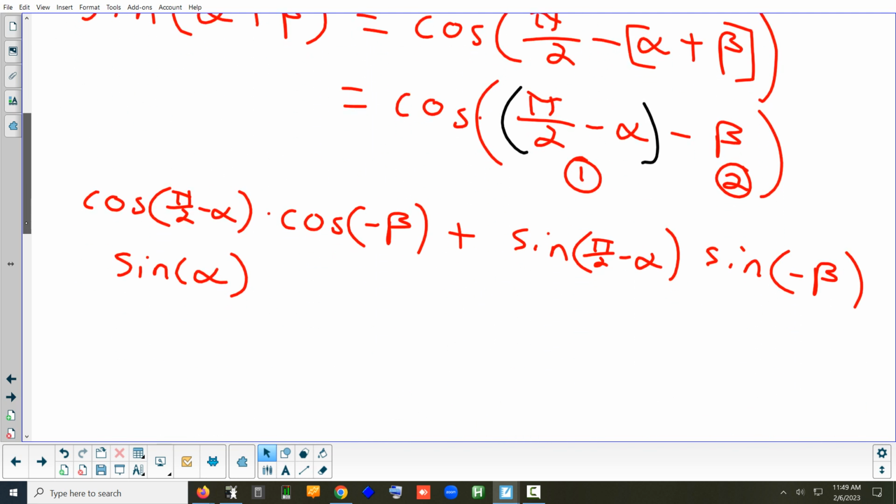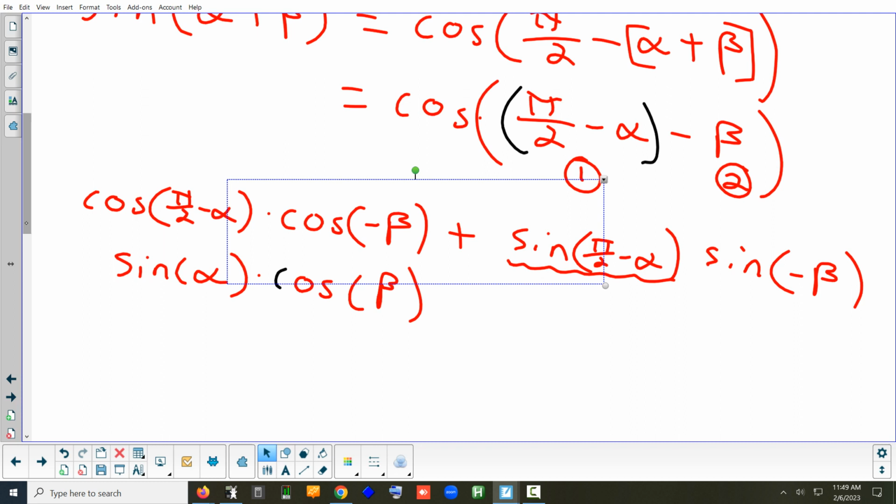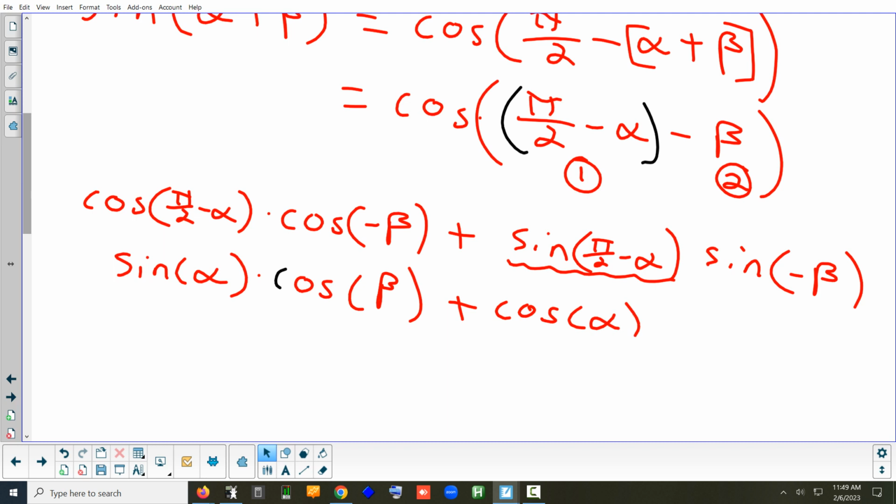How about cosine negative beta? It's just cosine beta. Okay. Now, this we didn't quite prove, but it's very similar to this. The cosine of 90 minus an angle is the sine of your angle. What do you think the sine of 90 minus your angle is? Cosine. It's the cosine of the angle. We didn't prove it, but it's almost identical to the first one we did prove.